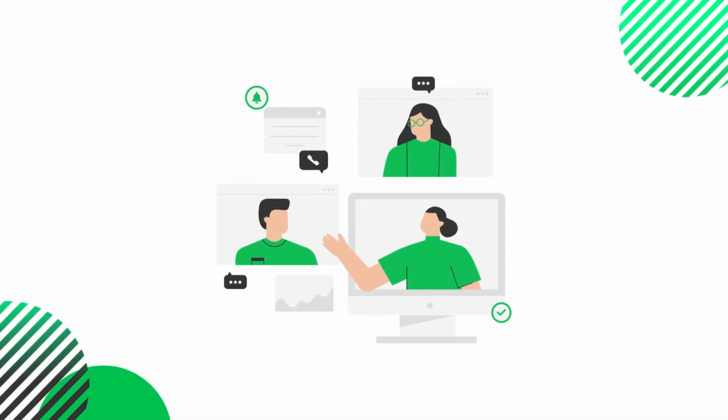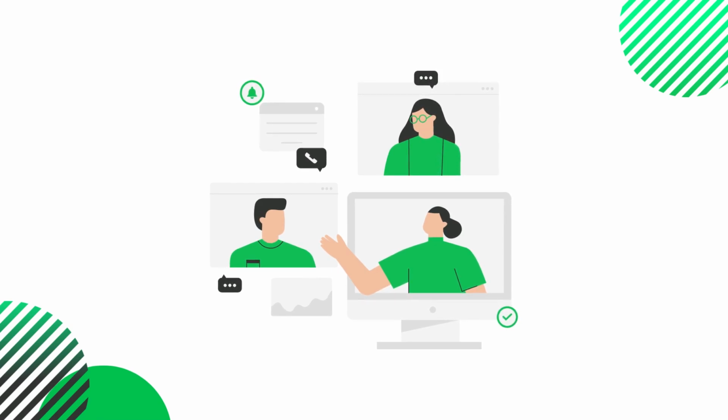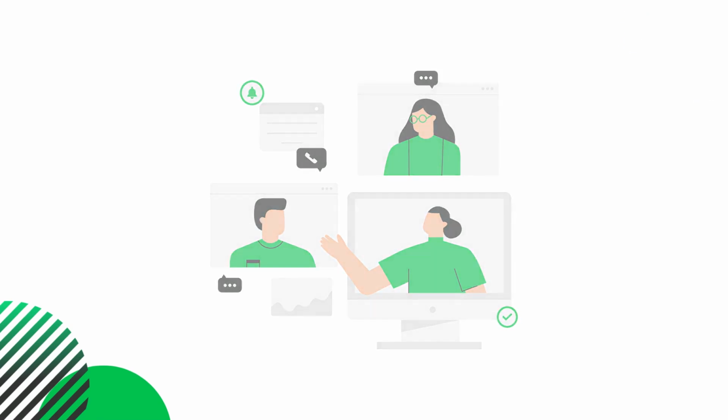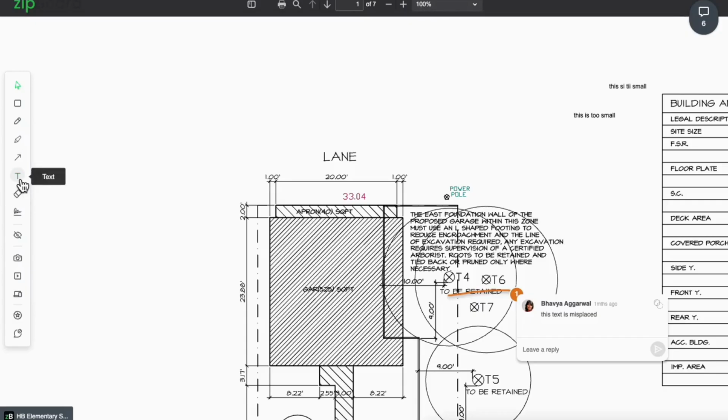At zipBoard, we recognize the significance of smooth collaboration between internal and external stakeholders and effective digital asset review procedures. That's why we are excited to introduce Text Annotation. Simply click on the Text Annotation tool, write your desired text, and click Add.